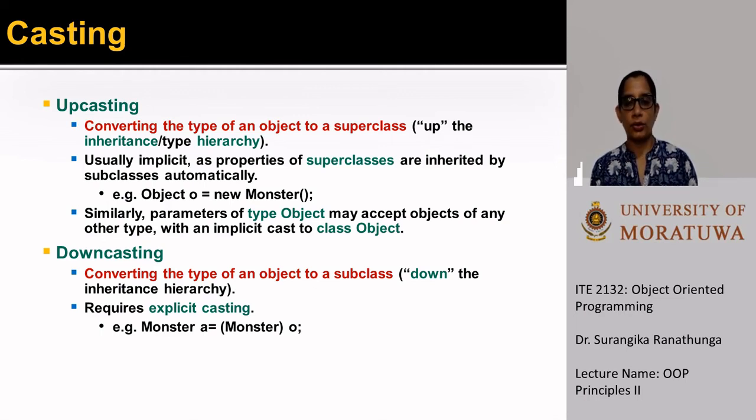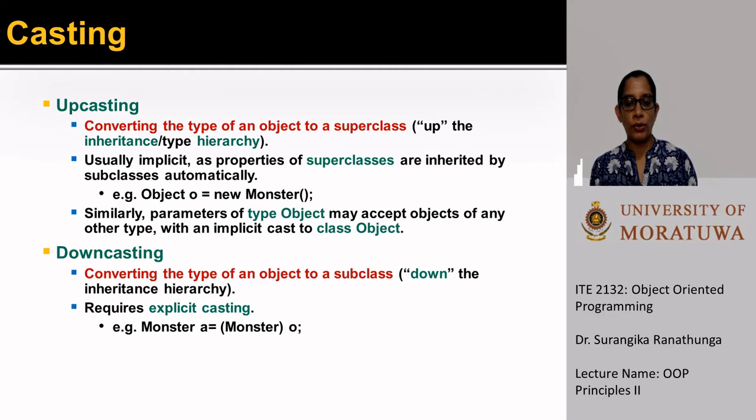However, the other side is not true. That means converting an object to a subclass. That means we have an object that has been defined in the context of the superclass, and now we want to convert that into a subclass object. For example, we want to say monster A equals new object. That cannot be directly executed. Why? As I told you earlier, the deer example. If I try to say deer D equals new animal, it is a problem. Why? Because deer is expecting the full functionalities of a deer, but the animal has only part of it. So we can't do such an assignment directly.